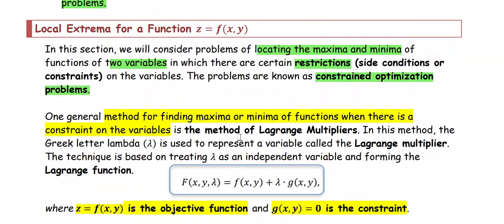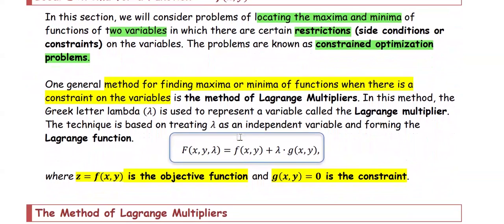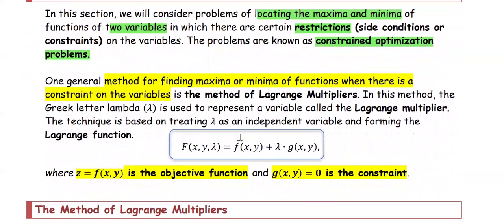One general method for finding maxima or minima of functions when there is a constraint on the variables is the method of Lagrange multipliers. In this method, the Greek letter lambda is used to represent a variable called the Lagrange multiplier. This technique is based on treating lambda as an independent variable and forming the Lagrange function. We use the notation capital F as a function of x, y, and lambda, which consists of f of x y given by the problem plus lambda multiplied by g of x y, which is the constraint given by the problem.